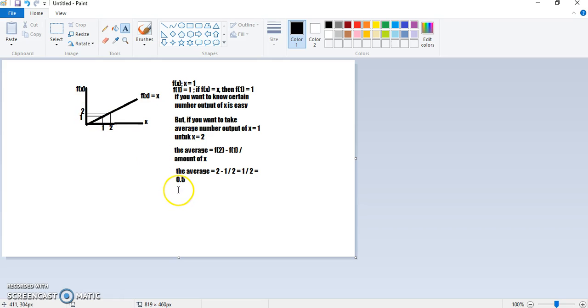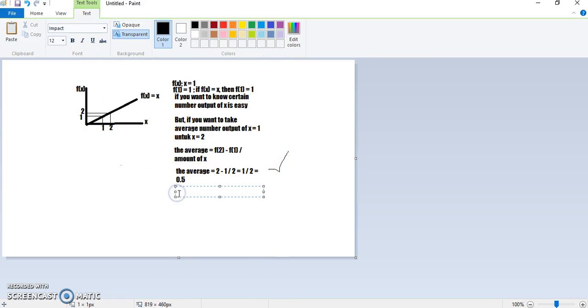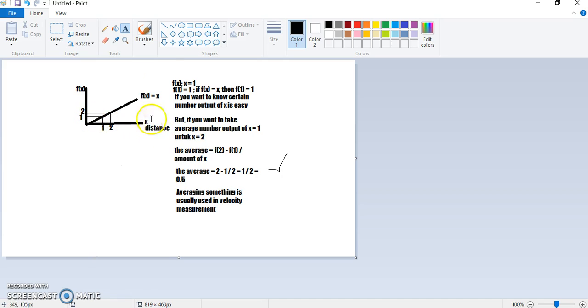So if I want to take the average, averaging something is usually used in velocity measurement. So for instance, the x, we have a new name for the horizontal line: distance.